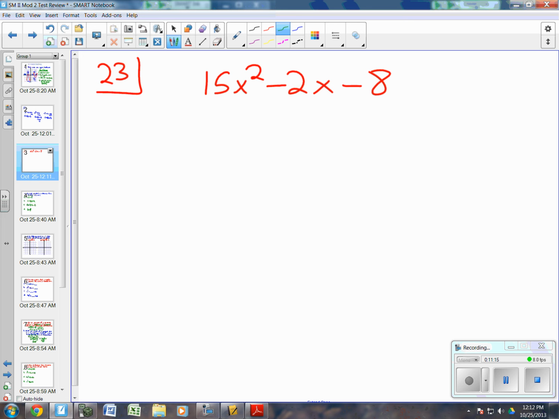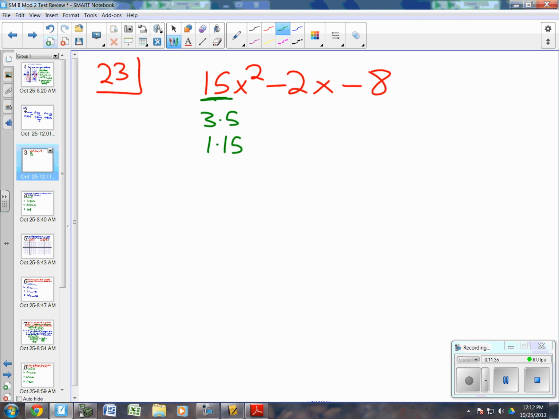I was actually going to go over a couple of these with you today, so this will be one that's on your homework. What we're going to do is list all the pairs of factors for 15. What are all the pairs of factors of 15? 3 times 5, what else? 1 times 15. Anything else?